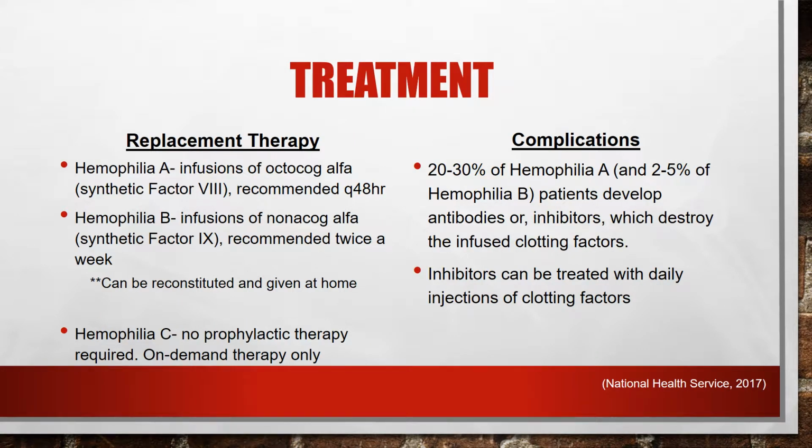So now that you have diagnosed your patient with hemophilia, how do you treat it? So the gold standard treatment is replacement therapy. In hemophilia A patients, they can do infusions of the synthetic factor 8, which is known as octocog alfa. And if they're doing that prophylactically, it's recommended that they do it every 48 hours. Hemophilia B patients will do infusions of nonacog alfa, which is synthetic factor 9. And it's recommended that they do that twice weekly.